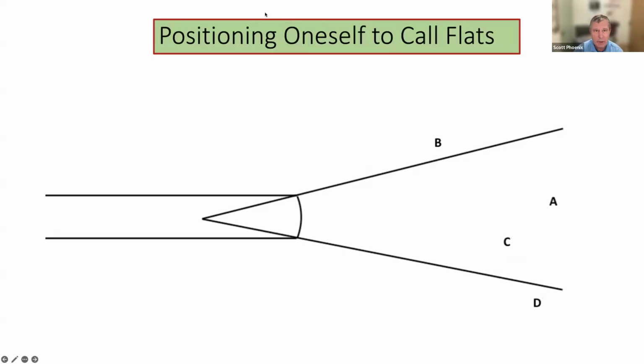So, positioning oneself to call flats. Imagine these to be officials out in the field. Which one or which ones would you say are in a position to be able to call flats? I would say B and D. And why do you say that? Because you cannot see it if you're standing inside the sectors. It's best to stand outside the sector so you can get a good visual look at the javelin.